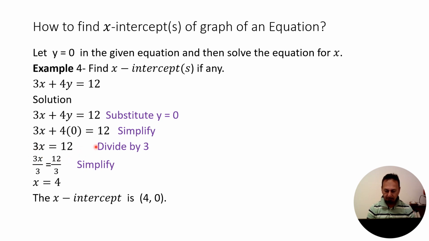To isolate x, we divide by 3, so 3x over 3 equals 12 over 3, so it becomes x equals 4. So the x-intercept is 4, x is 4 and y is what? 0.